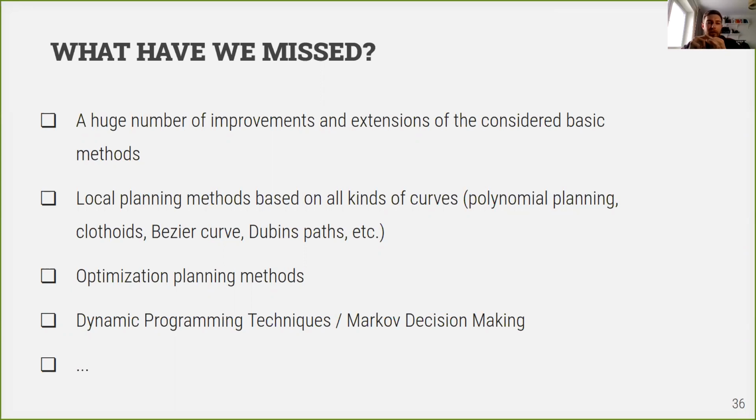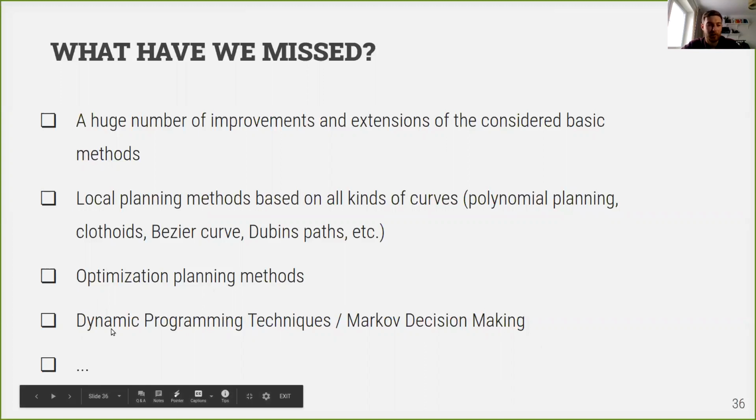Sometimes there are additional criteria, as we said, such as comfort for passengers. For example, we have to consider acceleration and derivatives of acceleration, and there is a trade-off between all of these criteria. So path planning can be considered an optimization problem, a multi-criteria optimization problem. And there are also dynamic programming techniques or Markov decision making.